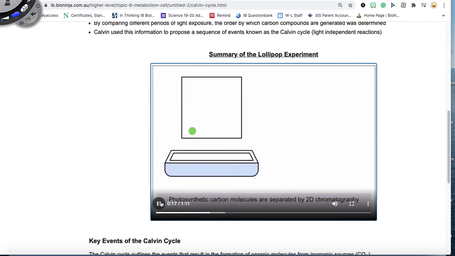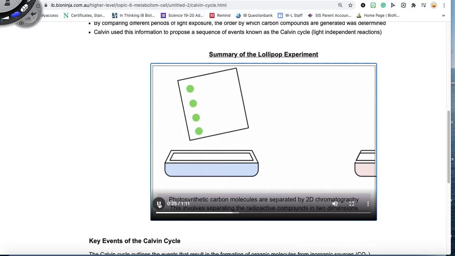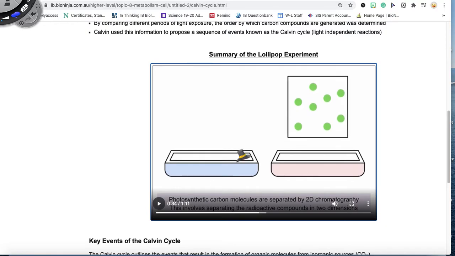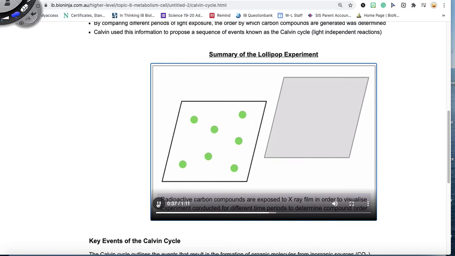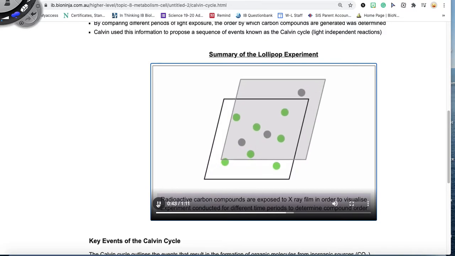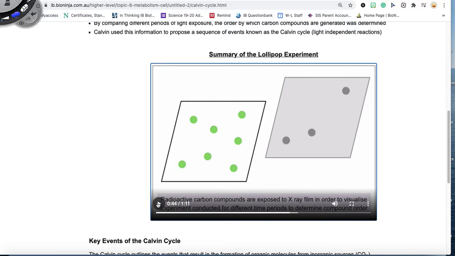So then you would take samples of the different algae at different time periods, and you're going to separate them via 2D chromatography. Now you have the different carbon samples, they're separated. Actually, 2D chromatography is different because you separate into 2 dimensions like this. Okay, so now you have a whole bunch of different carbon compounds there. And you are going to expose them like you would a photograph with an X-ray film in order to see them. Okay, and there they are.